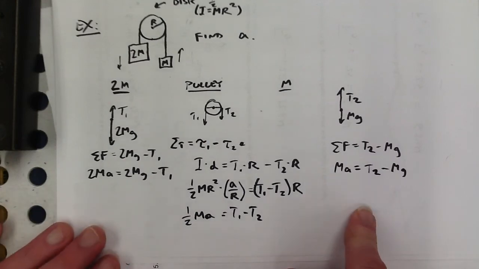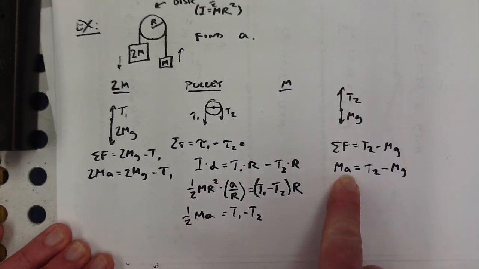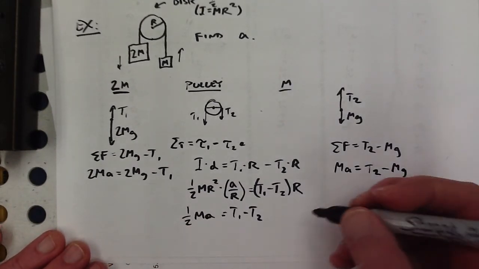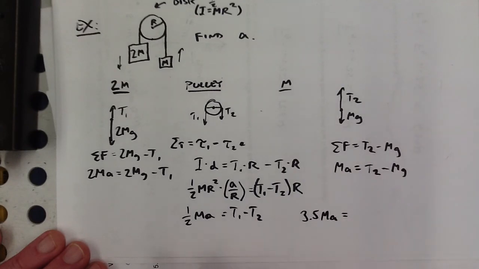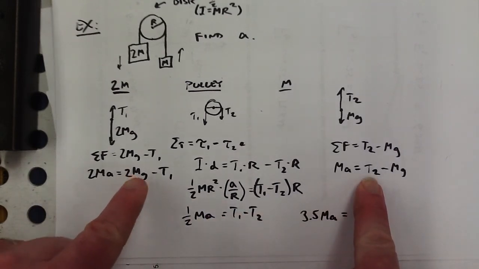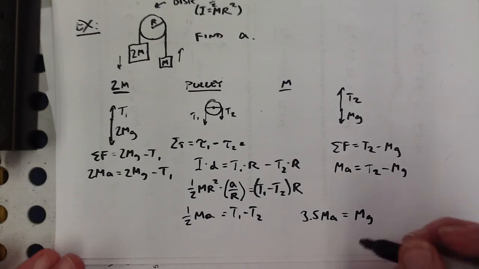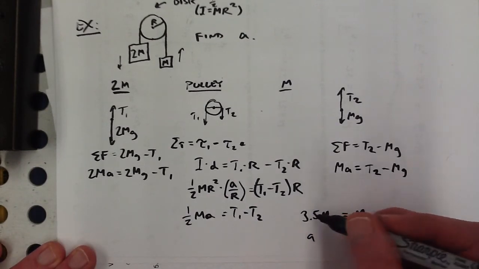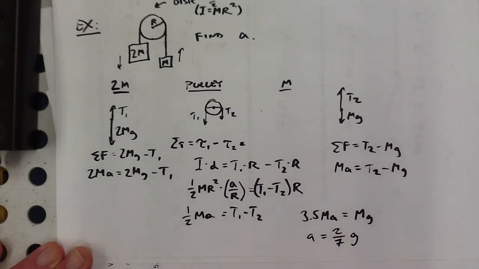So let's do that. So here I've got 2MA, a half an MA, and 1MA. So that's what, 3.5? And then here I've got 2MG. Tension cancels out, tensions cancel out, tension cancels out. So I just have 2MG minus MG. And the m's cancel out. That's the same as 7 over 2. So there's my acceleration. How about that?